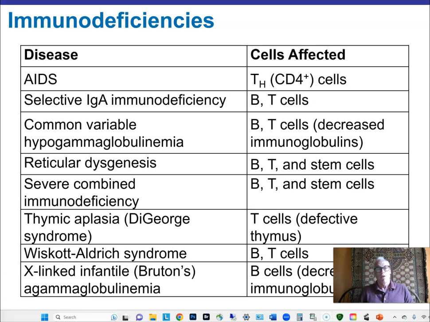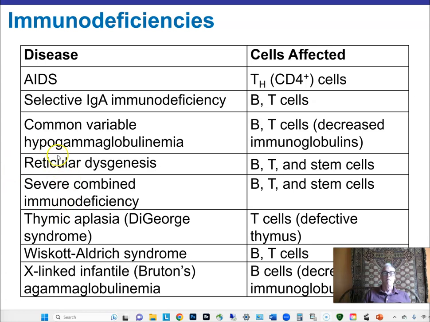So here's some different immunodeficiencies that we could just quickly look at. You do not need to go through all of these. I do want you to know a little bit about AIDS and the acquired immunodeficiency that's virally associated in that case. Some people have a selective IgA immunodeficiency, so they don't make that class of immunoglobulins. That gives a very specific kind of susceptibility. Common variable hypogammaglobulinemia. This is a big word for not enough antibodies. Insufficient amount of antibodies. Gamma globulins are antibodies.